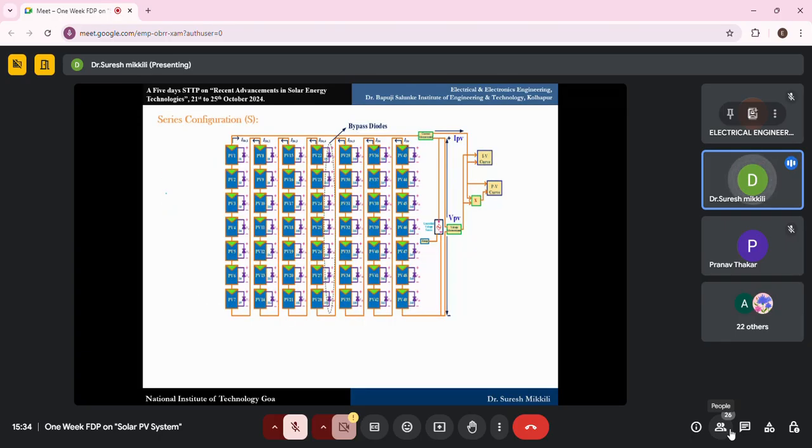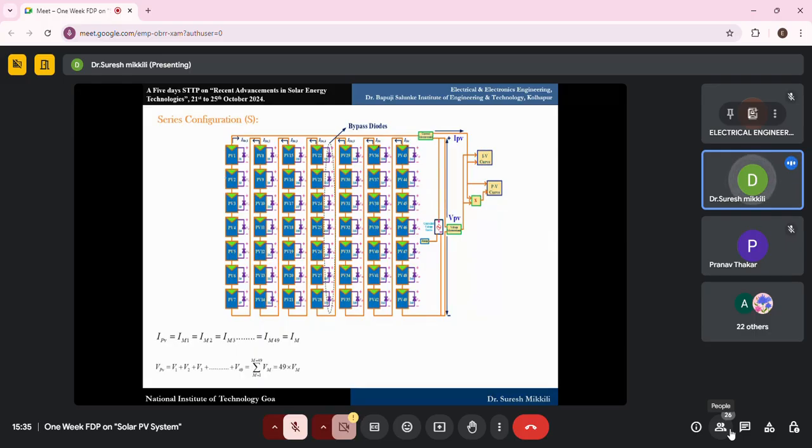If you have a series configuration, I explained yesterday, say 49 PV modules are there. The currents are the same in the series configuration. The current of the PV, IPV, will be equal to the current of the module, Im, since the current flowing through all the modules is the same.